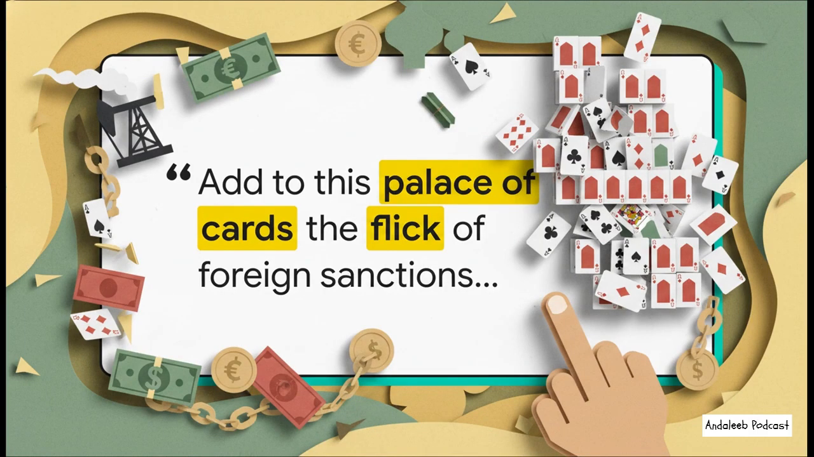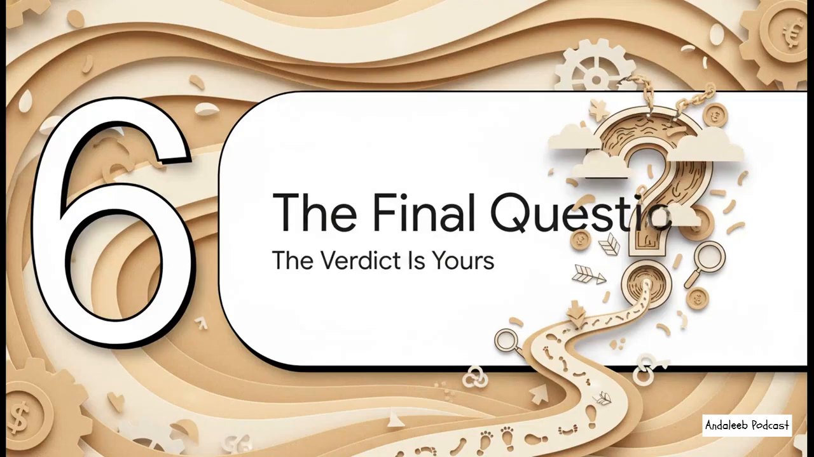And that brings us to this incredibly powerful metaphor from the author. The economic structure itself is a palace of cards, built on this very fragile, interconnected foundation. In this view, external pressures like sanctions aren't the thing that caused the problem, they're just the flick that can send the whole unstable structure tumbling down. And all of this leads us right back to where we began.